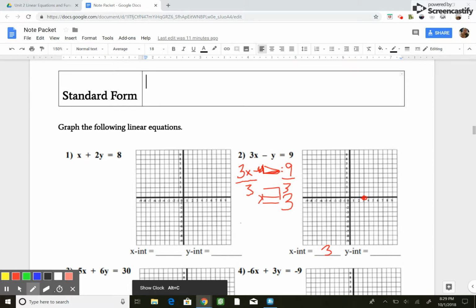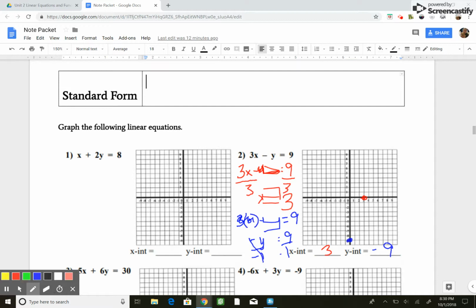Then I'm going to find my y-intercept by plugging 0 in for x. So this is 0, and then I have negative y equals 9. So I'm going to divide by negative 1. So then my y-intercept is negative 9. So my y-intercept is down here at negative 9. And then once I get the 2 points, I connect. So you're just plugging 0 in for y, 0 in for x, connecting the 2 dots.